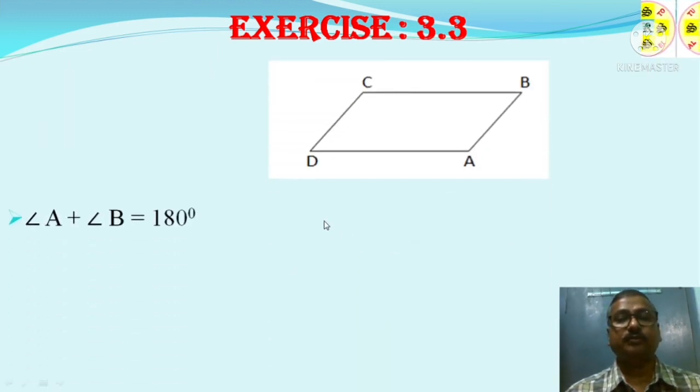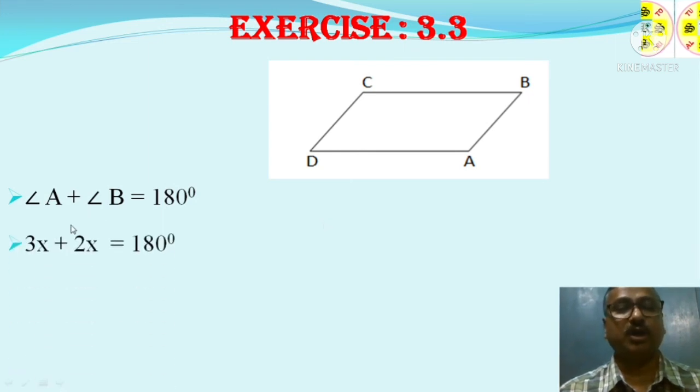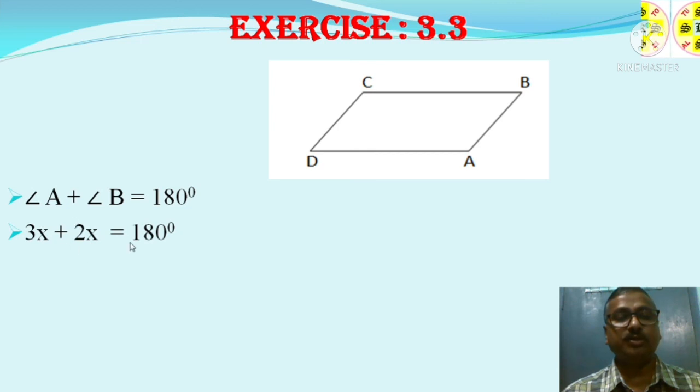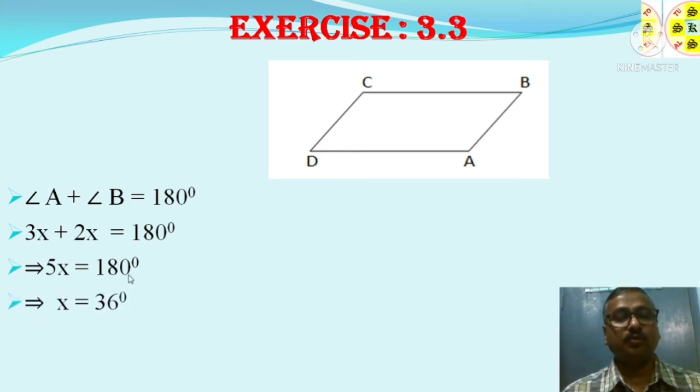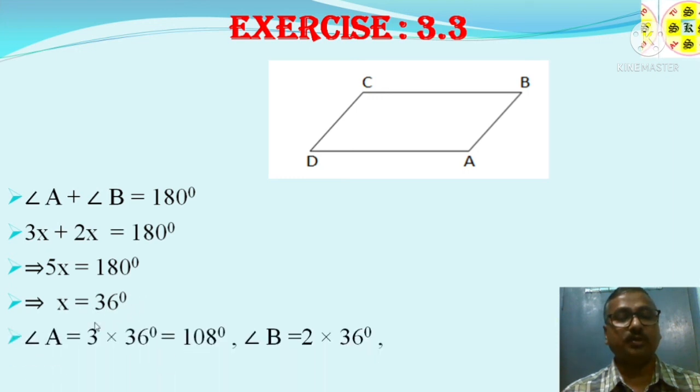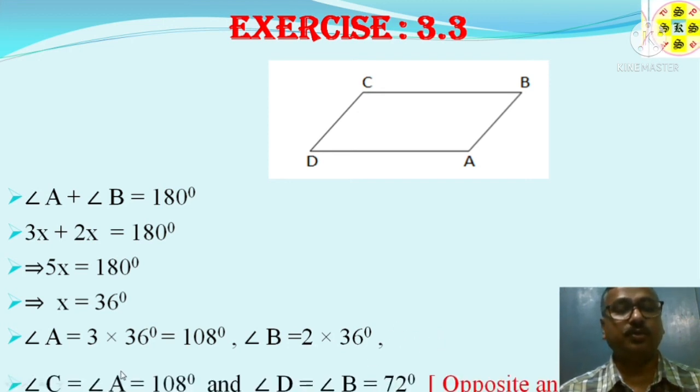So angle A plus B equal to 180 degree. A is 3x, B is 2x. So 3x plus 2x equal to 5x equal to 180 degree. So x equal to 180 by 5, that is 36 degree. If x equal to 36, A is 3x, so A equal to 3 into 36, that is 108, and B equal to 2 into 36, that is 72.